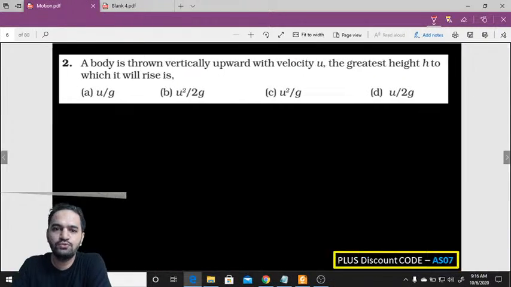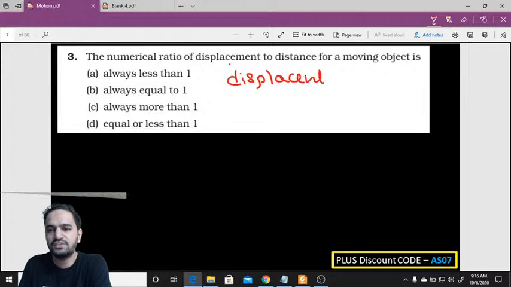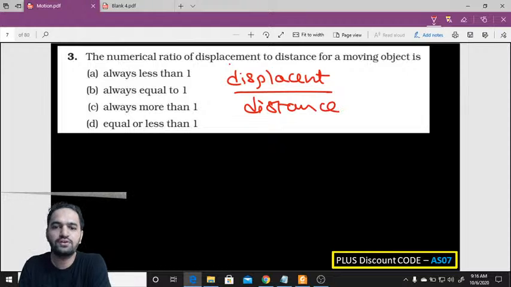Okay. Now let us move to the third question. The numerical ratio of displacement to distance for a moving object is... They are asking what is the ratio of displacement by distance. Sometimes the displacement and distance are equal, so the value would be 1.